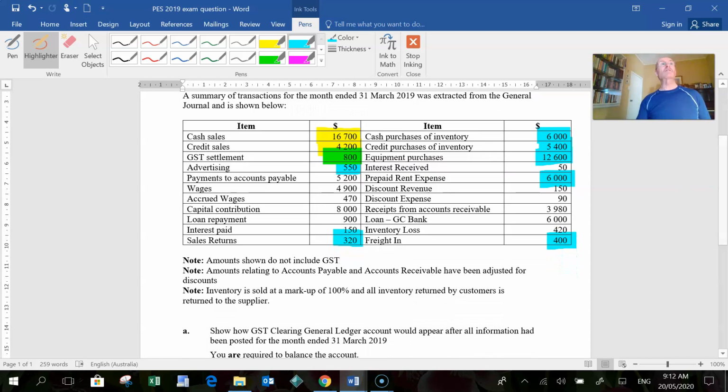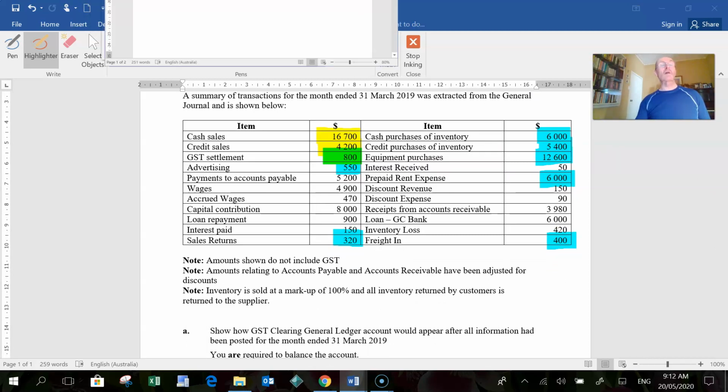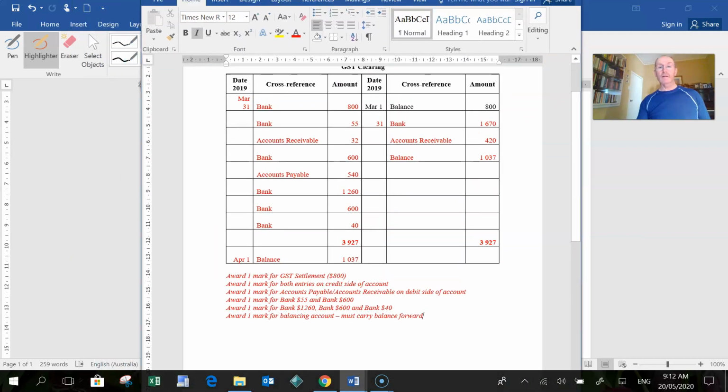All right, so the solution to that one, once you've done all that, will look like this, and I'll put this up as well. So there's your GST settlement, the cross-reference bank, then all your purchases with bank, cash purchases, your credit purchases of inventory, and there's your sales return. On this side, you have your cash sales, you have your credit sales, and then you balance it off.